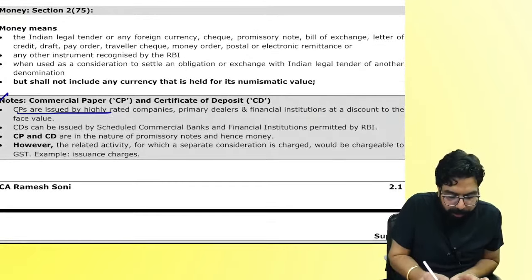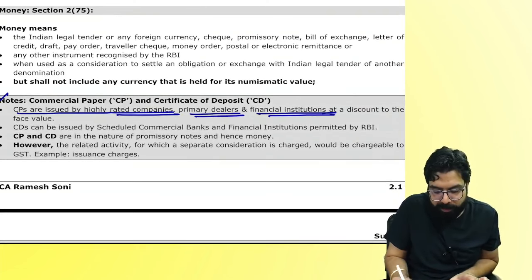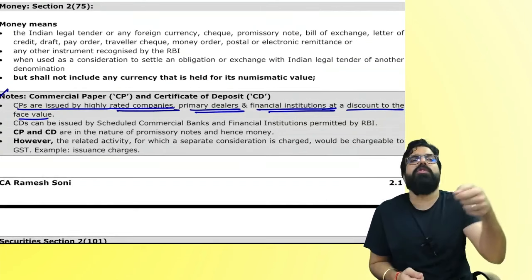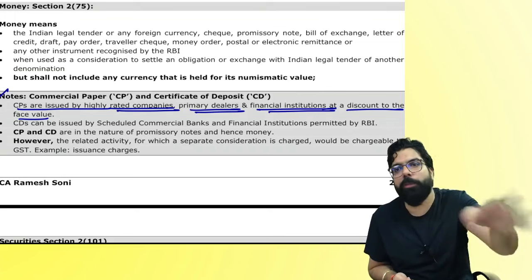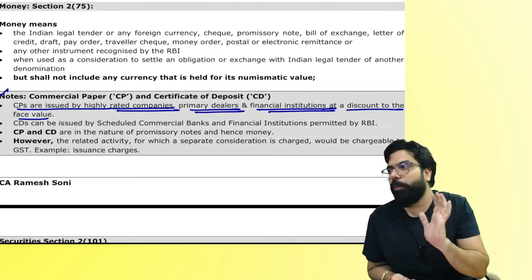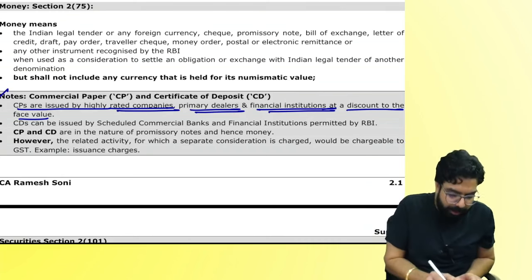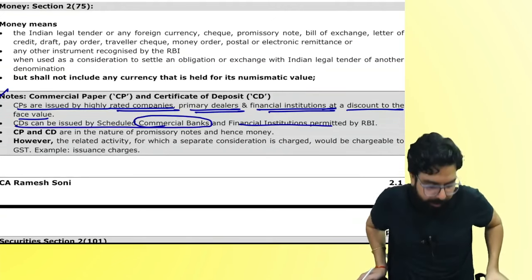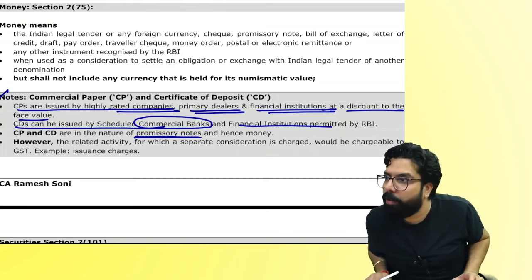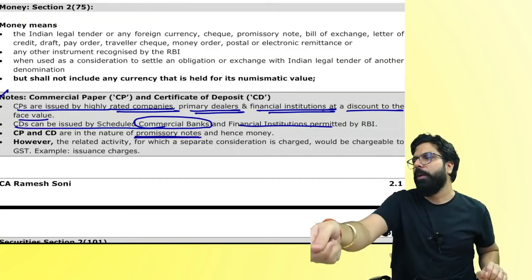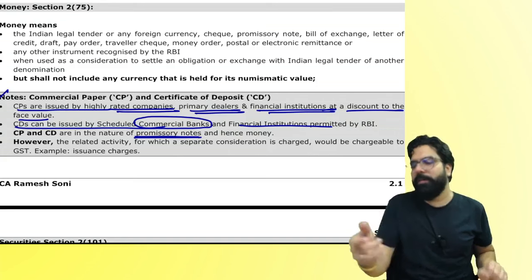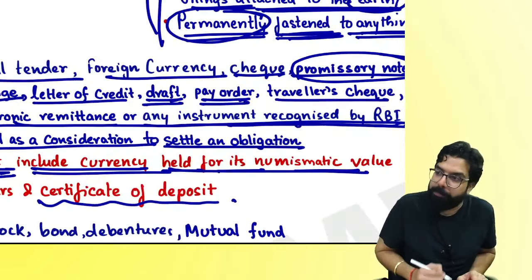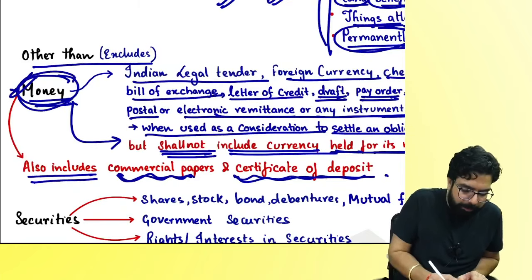See here. Commercial papers are issued by highly rated companies, primary dealers or financial institutions at a discounted price to the face value. For an example, one firm wants to raise some money. So they will issue a certificate of deposit, or they will issue what, everyone? Commercial paper. They will give you a 1 lakh rupees commercial paper at 95,000 rupees and take the money from you. So basically all these commercial papers and certificates of deposit which are issued by banks and financial institutions, are they money or not money? Clarification has come saying they are in the nature of what, everyone? Promissory note. The bank gives you a 1 lakh rupees certificate of deposit and takes the money from you, and says you return it to me after 2 years, we'll give your money back. So it's basically a promissory note, and promissory notes are also what, everyone? Money. Certificate of deposit and commercial papers also will come under money. Are we clear, everyone?